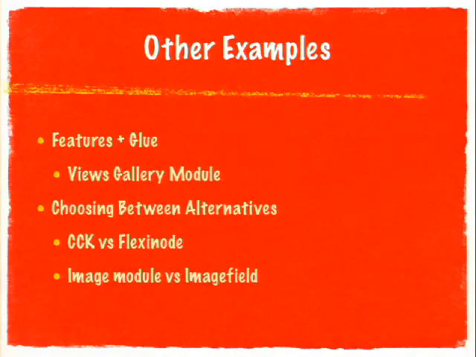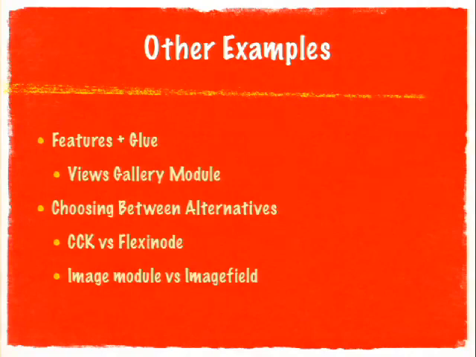So other examples, like I said, sometimes you can do a bunch of existing modules and then a little bit of glue around them. There's a project called Views Gallery Module that I don't know if that really needed to be a project or not, but it's kind of an example of how you can create a feature that does this. And it was based on Jeff Eaton did a blog post about how you build a photo gallery using views. And it's complicated. There's like 10 modules and all this configuration that you have to do and everything.